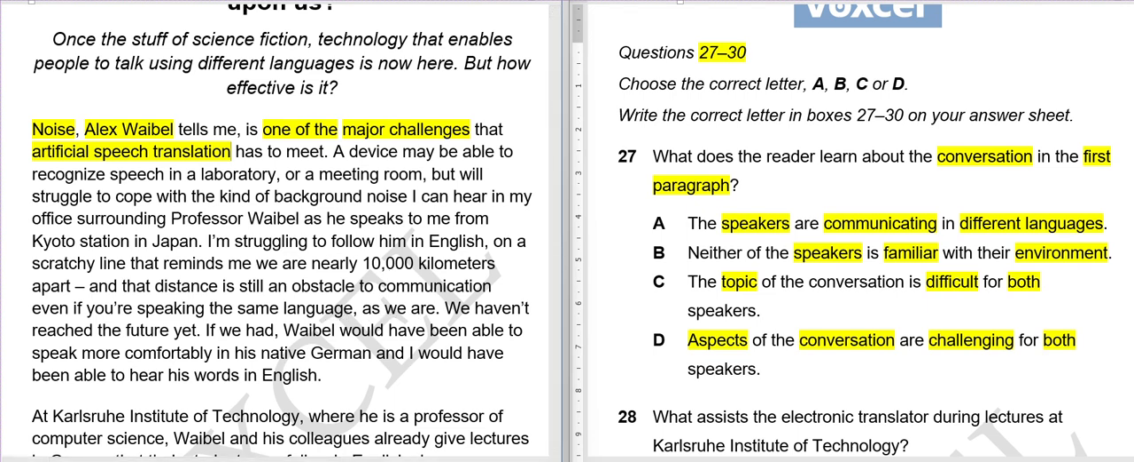So they're saying that distance is a hindrance in communication, even if both speakers are using the same language.